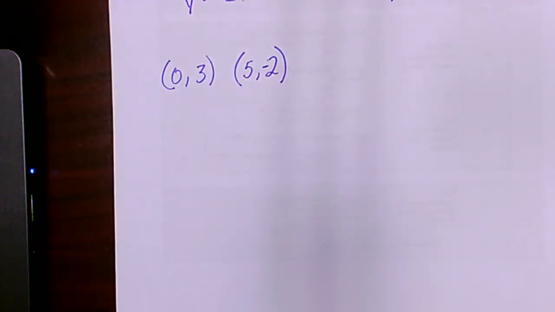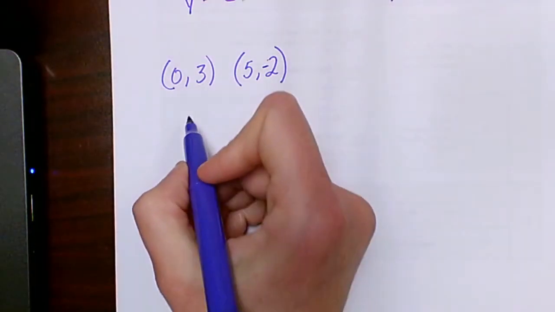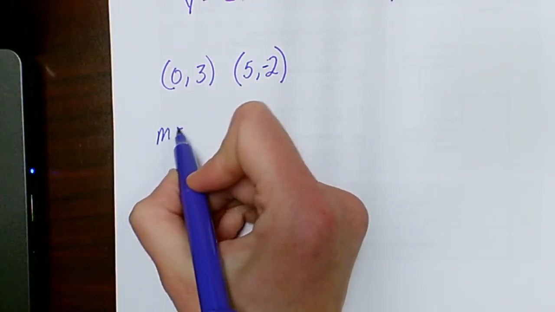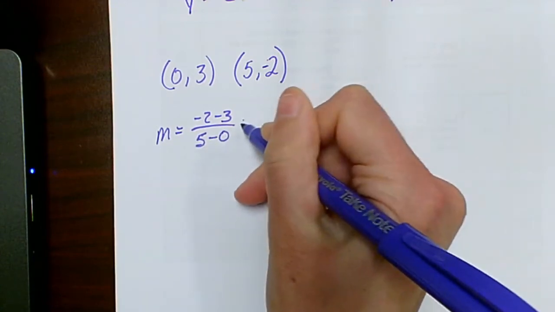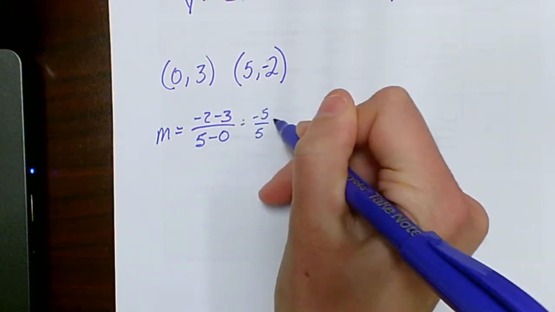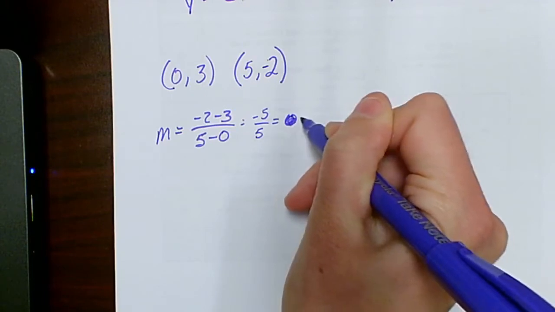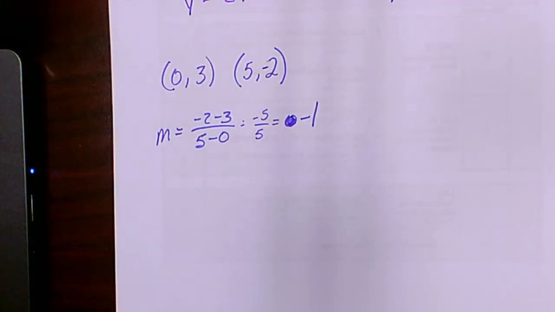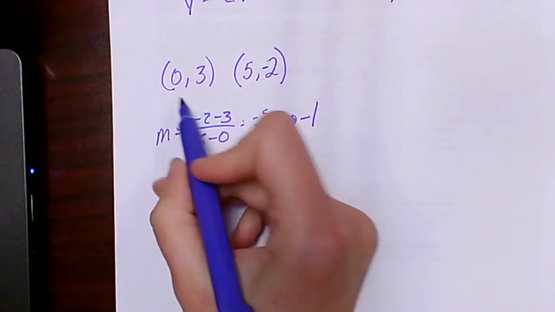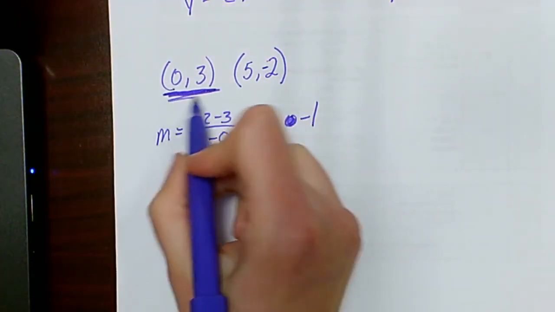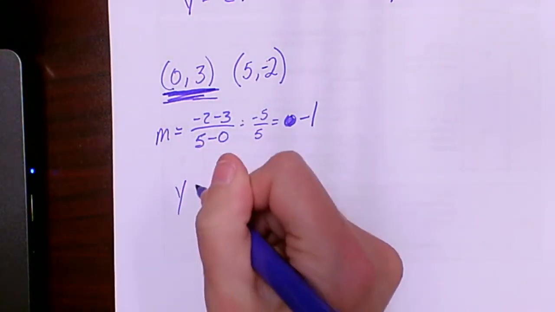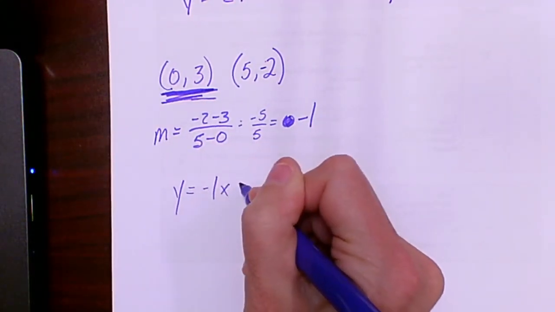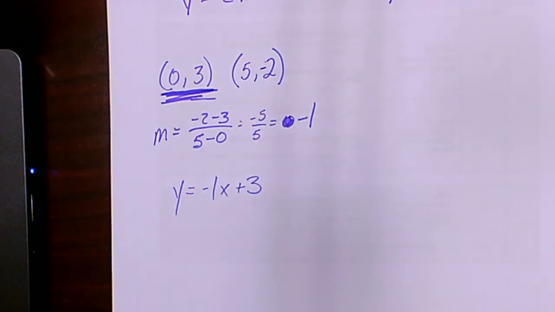Okay, 0, 3, and 5, -2. So we will have our slope as -2 minus 3 over 5 minus 0. We have -5 over 5. Oh, that's actually going to give us -1. But if we use our point and a slope, we actually have our y-intercept here. So since we have our y-intercept and a slope, we can do the very first thing we did and just plug in our values.